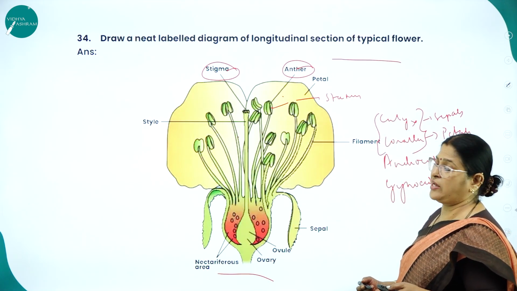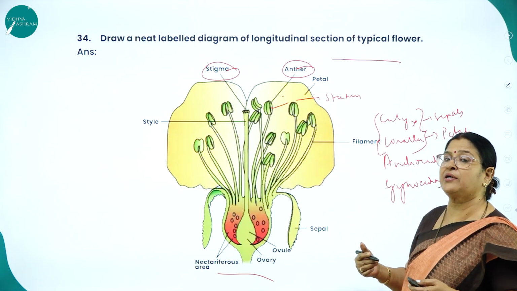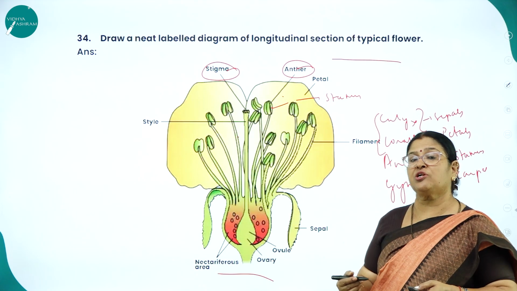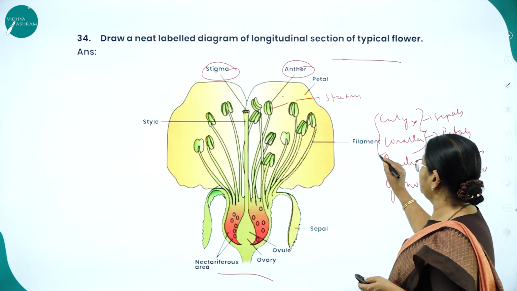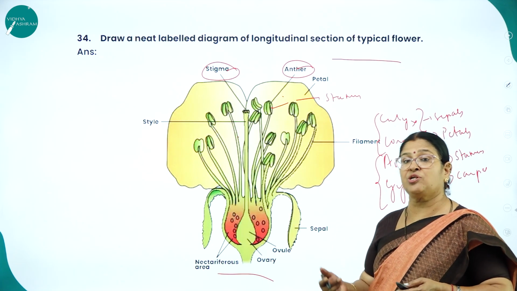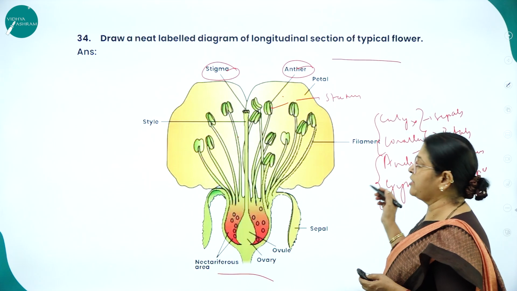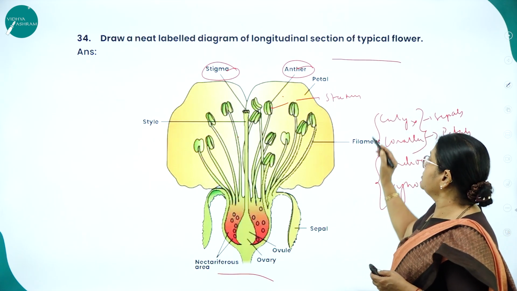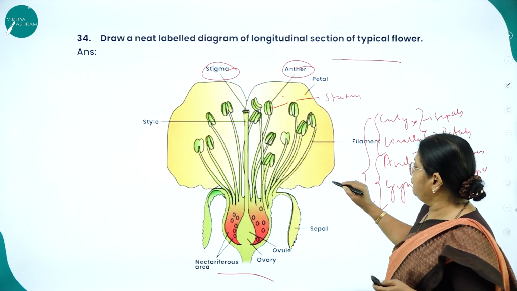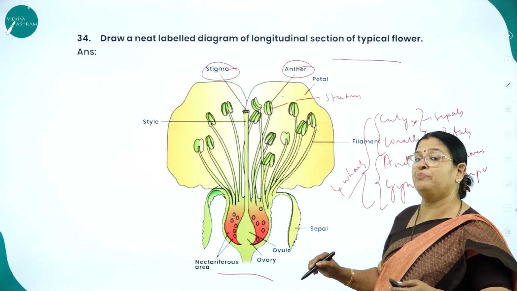As we all know, calyx and corolla are called non-essential whorls of a flower, or accessory whorls, which do not take part directly in the process of sexual reproduction. Androecium and gynoecium are called essential whorls, or reproductive whorls, which directly take part in the process of reproduction. All these four whorls or parts of a flower make a complete flower.